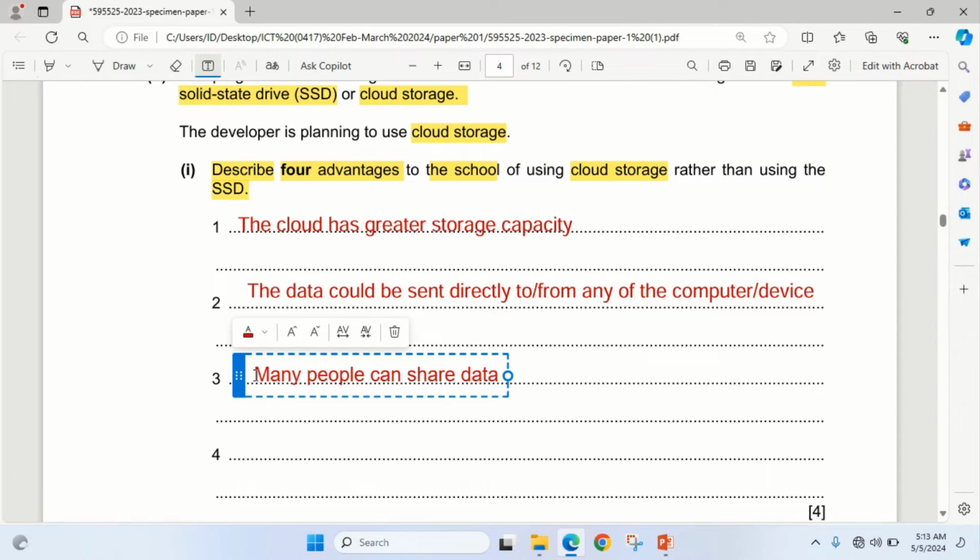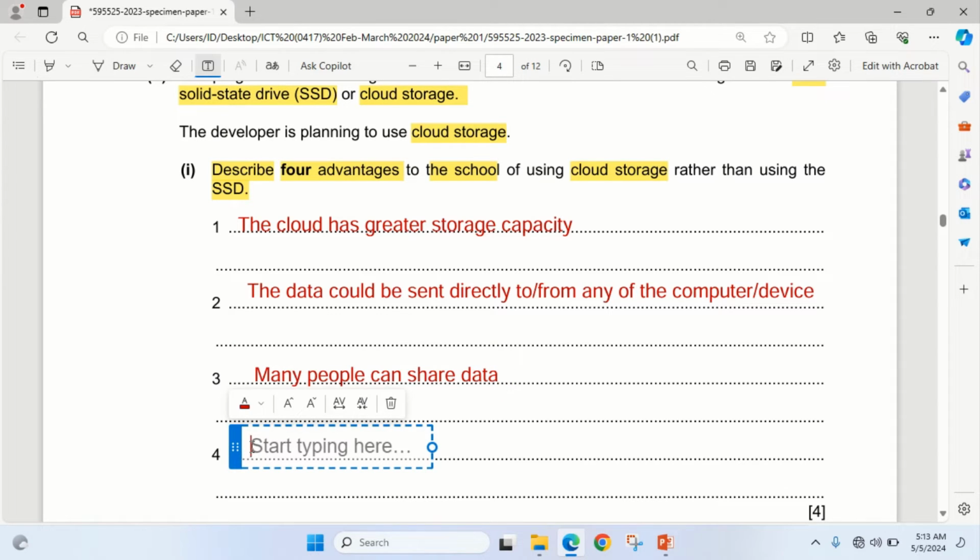Another thing is that the school will only pay for the storage used because they don't need to buy a physical storage media that is maybe 500 terabytes. If they do not use up to that, they would have paid for it before having it. But with cloud storage, they are just paying as their storage is increasing. That's how they are increasing their subscription. So you can say the school will only pay for the storage used.